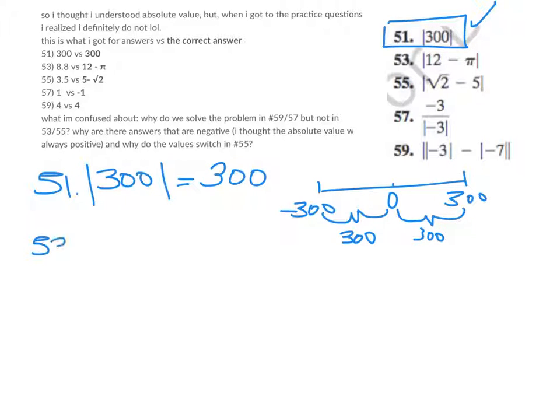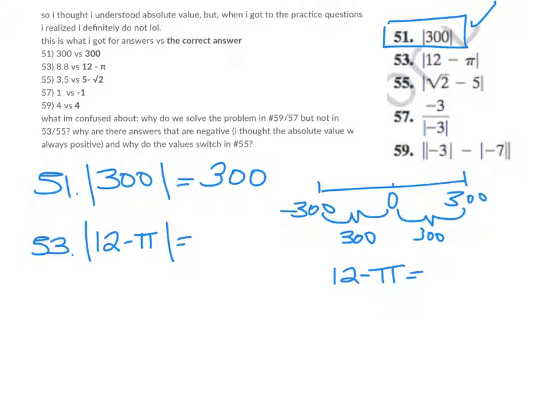Question 53, instead of a number in the absolute value bars, it's the expression 12 subtract pi. When you're doing a question like this where there isn't a number but rather an expression, the first step you need to do is to calculate this number, because we want to know if this expression is positive or negative overall. So over here on the side, I'm going to write 12 minus pi, and I can put that into my calculator. If I have a scientific calculator, there will be a symbol for pi on your calculator.